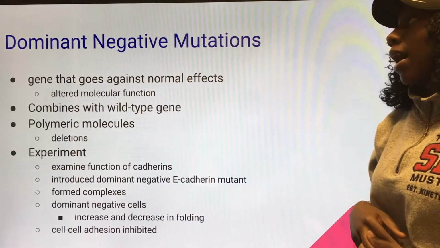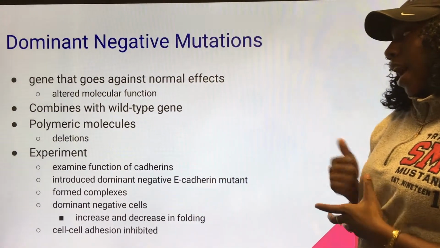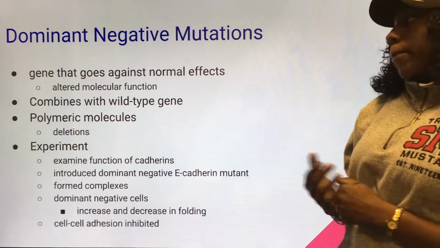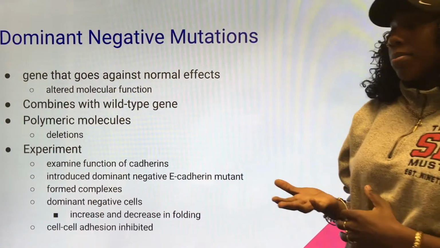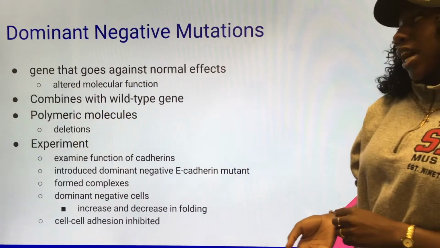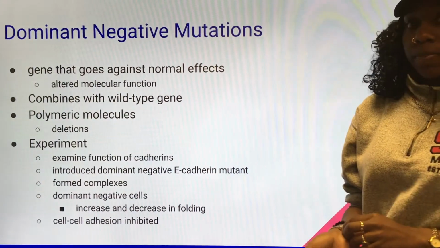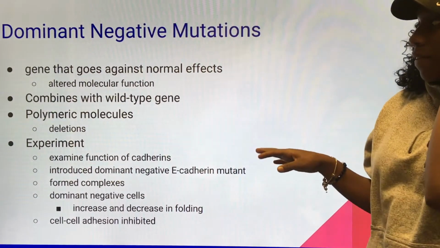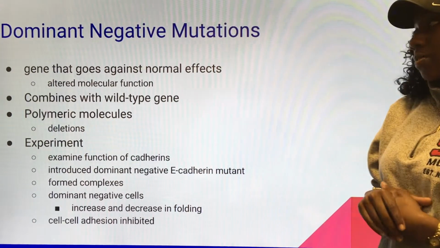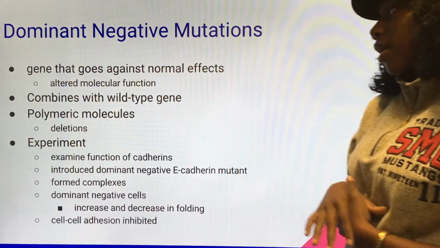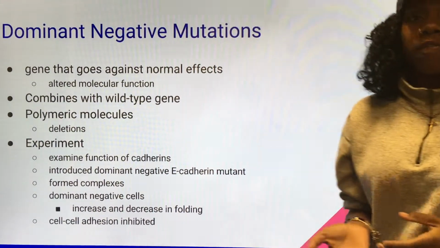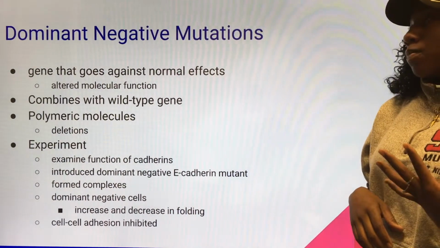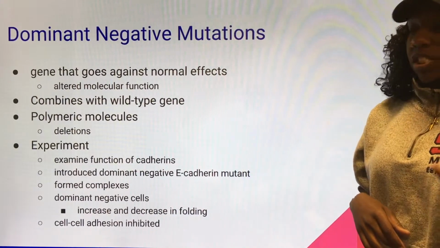Okay, now we will talk about dominant negative mutations and how they affect E-cadherins. Dominant negatives are mutations that basically disrupt the normal effects of a wild type gene by overexpressing it. The mutation basically combines with the wild type gene, or dimerizes. In a polymeric molecule, it acts more like a deletion rather than a mutation, meaning that there's no production of that gene.